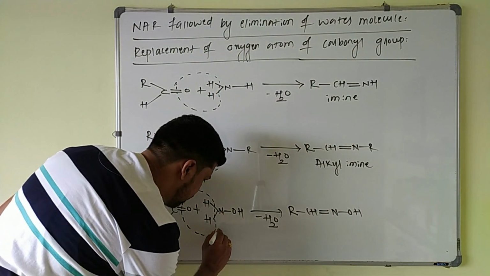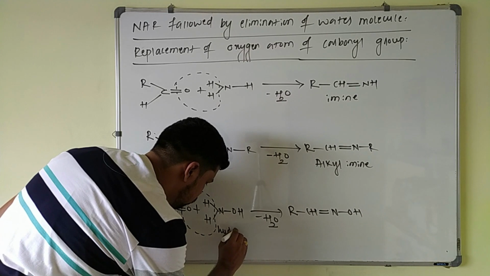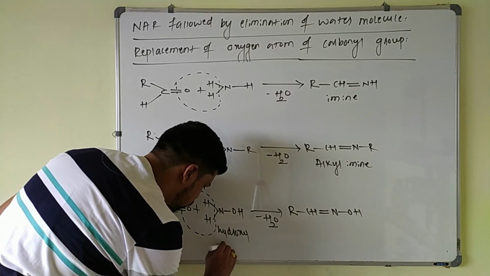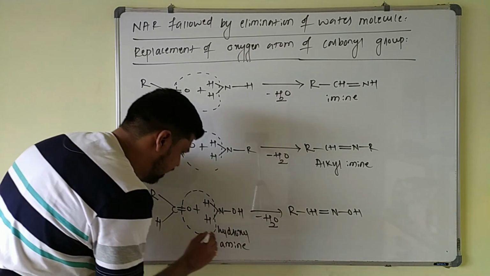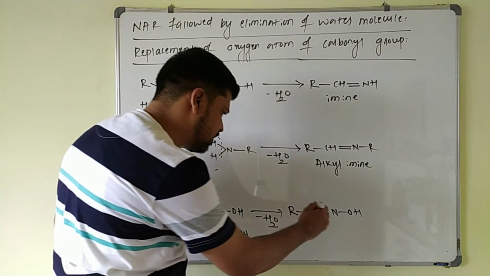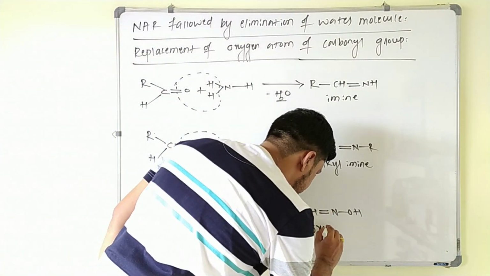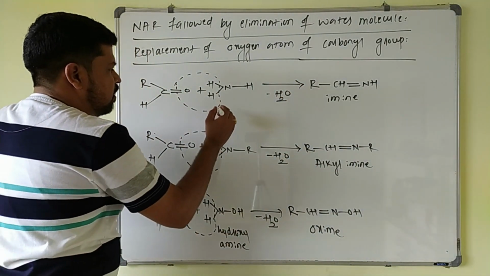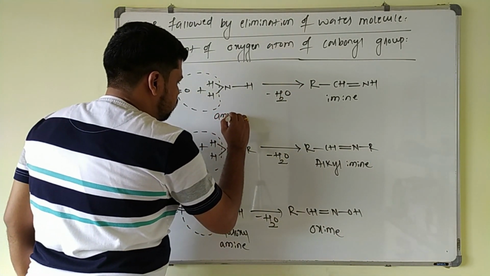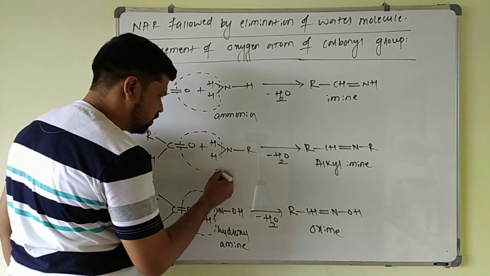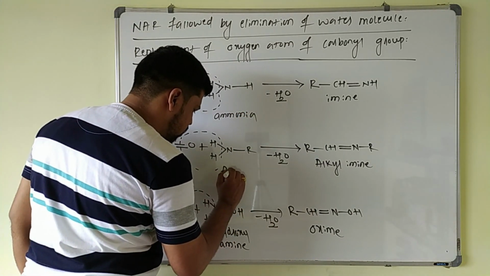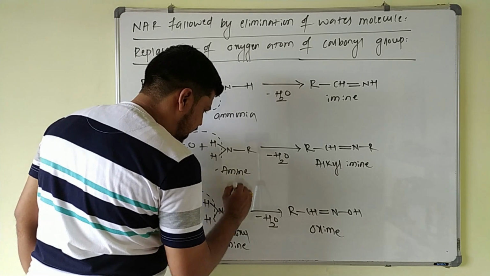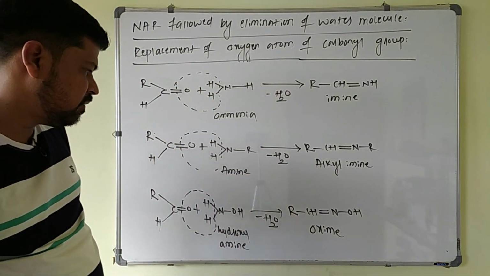This hydroxylamine reacts with aldehyde and ketone to form what? Oxime. This is called oxime. This is alkyl imine. You will take it as ammonia. This will be your amine, alkyl amine.